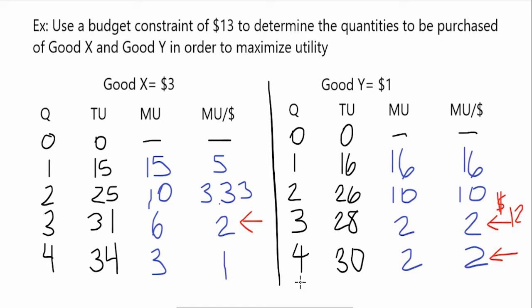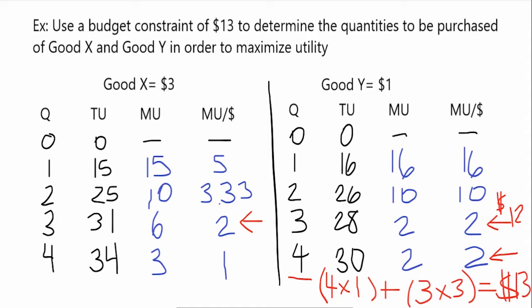So let's try quantity of 4. If we chose this quantity, then we would have 4 times that $1 plus our 3 of good X times $3. And you get your budget constraint, which is $13. So now you know that purchasing 4 of good Y and 3 of good X will satisfy your maximum utility. So that is what the answer to this question is, essentially.